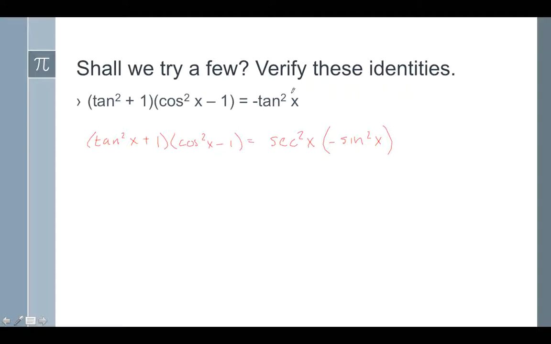Well, in order to get tangent, I need sine and cosine. So I'm going to take secant and change it into 1 over cosine squared. I'm being multiplied by a negative sine squared x over 1, technically. I'm going to get negative sine squared x when I multiply straight across. And sine squared over cosine squared is tangent squared. Oops, sorry, I forgot my negative, negative, negative. And we get a check mark. We have verified this identity to be true.